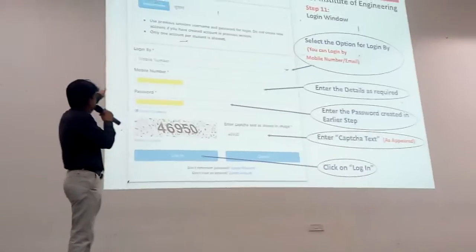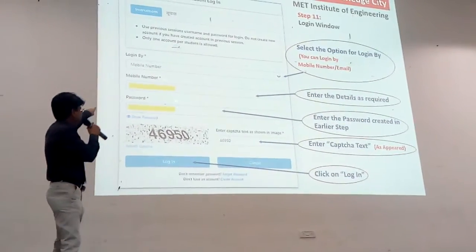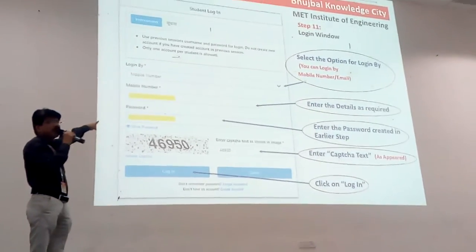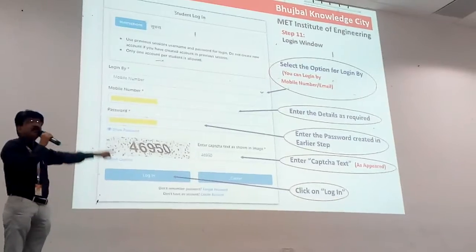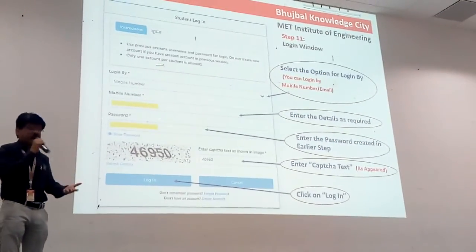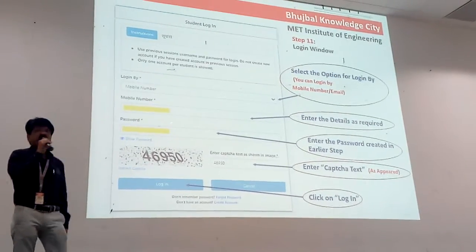Here in the slide I have selected a mobile number. So once you select login through mobile, immediately username, mobile number will be asked. You enter your registered mobile number and enter the password which you created in the earlier stage. And enter the captcha which will appear and go for login.